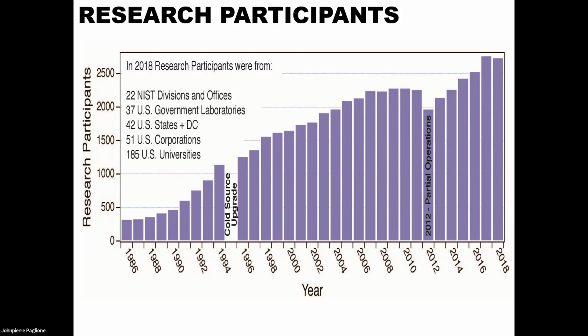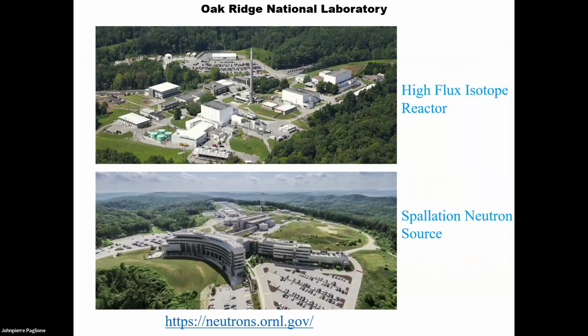Oak Ridge, similar numbers. They have two facilities, a high flux isotope reactor, which actually is where I did my thesis work back in 19 and then the brand new source, the spallation neutron source. That has a pulse of protons that come in, strike mercury nuclei, and create a lot of neutrons. So everything is done by time of flight. Spallation neutron source, very powerful technique.